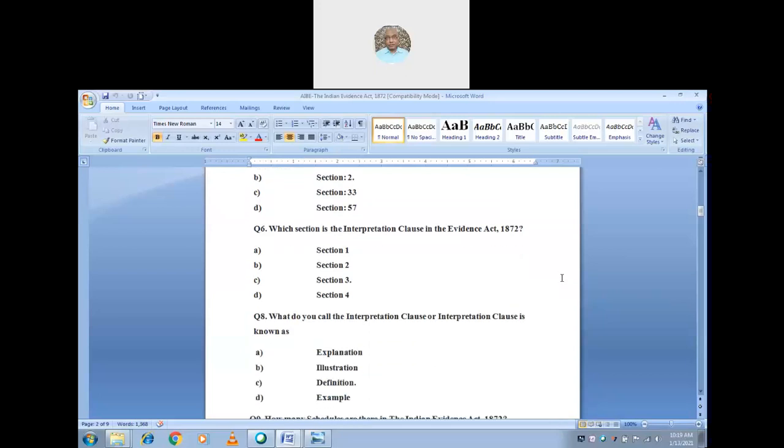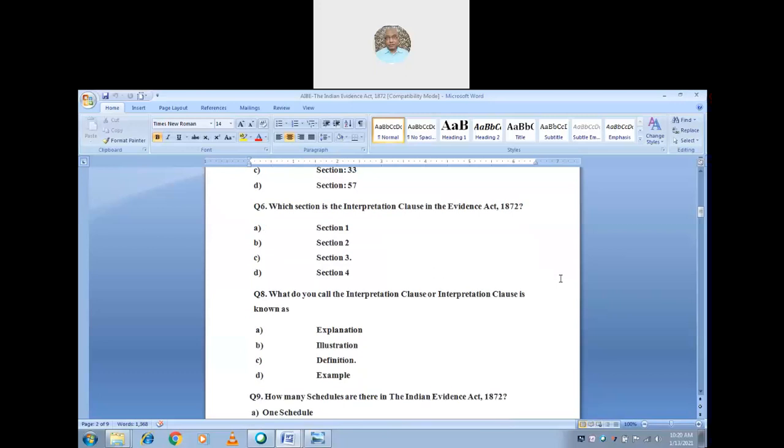Which section is the interpretation clause in the Evidence Act 1872? Section 1, section 2, section 3, section 4. Obviously, section 2 is repealed, so we can eliminate it. Section 1 only has the short title. Generally the interpretation clause, or definition clause, is in section 2, but in some cases it is in section 3, and it never goes to section 4. The answer is section 3, where the interpretation clause, which is nothing but a definition clause, is there in the Indian Evidence Act of 1872.